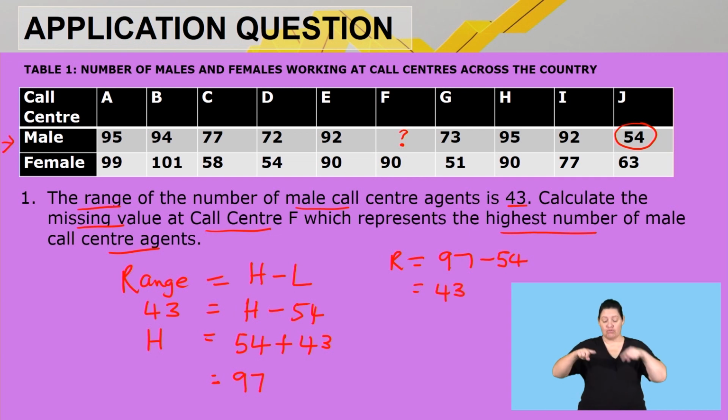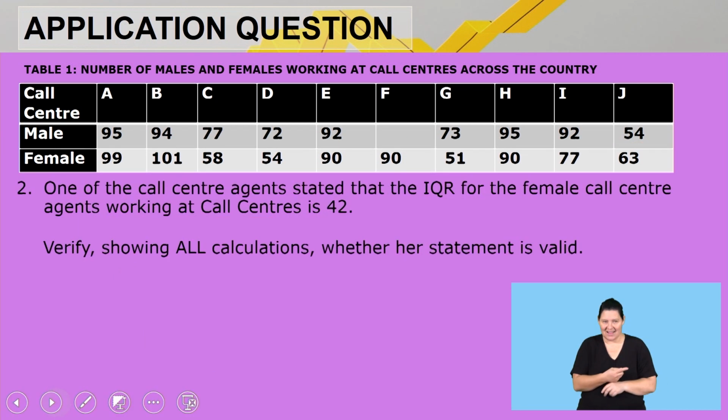So we are saying the range is 43. If I read the opening sentence here, it says the range of the number of male call center agents is 43. So therefore, our answer is 100% correct. Guys, I hope that makes sense to all of you. Let's look at our question number 2.